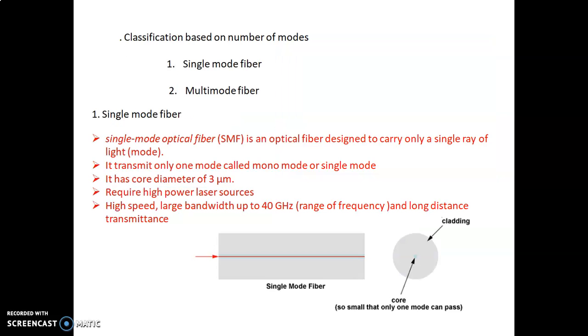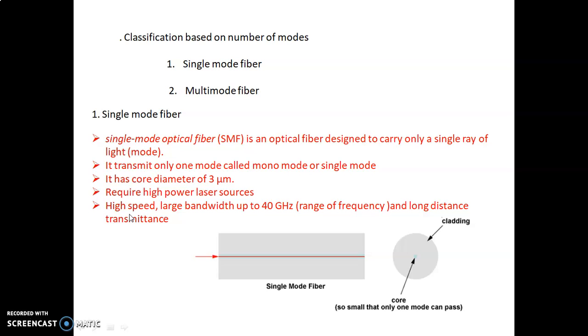Next, according to mode: single mode and multi-mode. Mode in the sense is the propagation of the light ray. Single mode optical fiber is designed to carry only a single ray of light. Okay, it transmits only one mode, called monomode or single mode. The core diameter is very small, see here, 3 micrometer, and it requires high power laser sources.